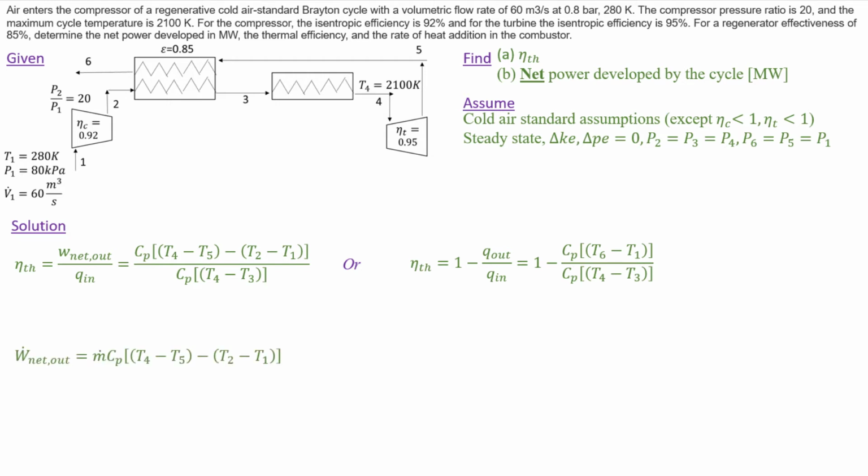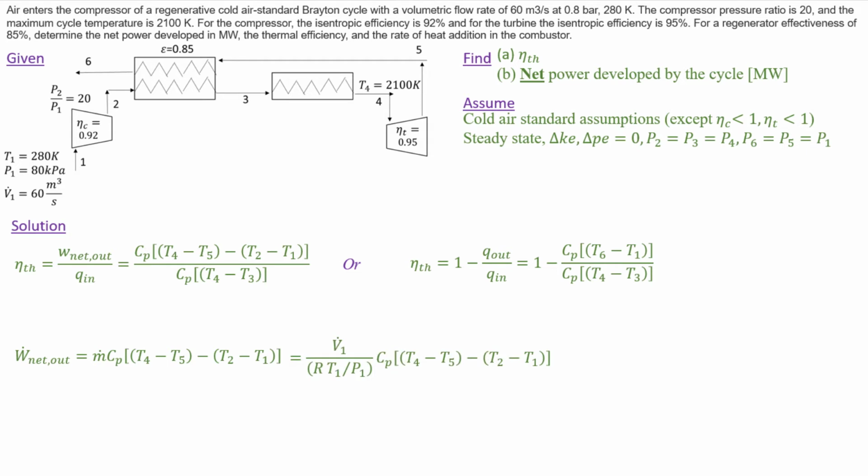And then our power output, well, I've already calculated what the work output is, or have an equation with that. So it's the work of the turbine minus the work of the compressor. And then you need to multiply it by the mass flow rate to get it in the units that you want. You need it in kilowatts or megawatts, I guess.